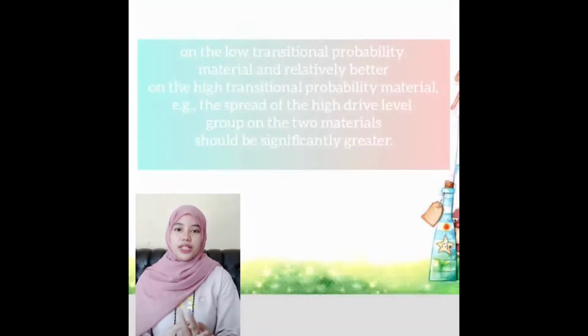The high drive level subjects should be relatively much poorer in comprehension on the low transitional probability material and relatively better on the high transitional probability material. For example, the speed of the high drive level group on the two materials should be significantly greater.